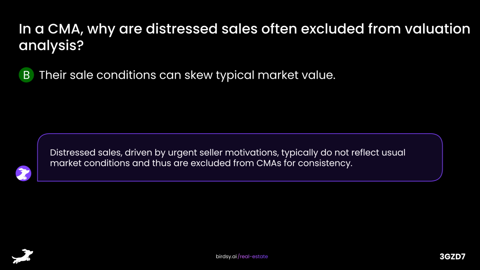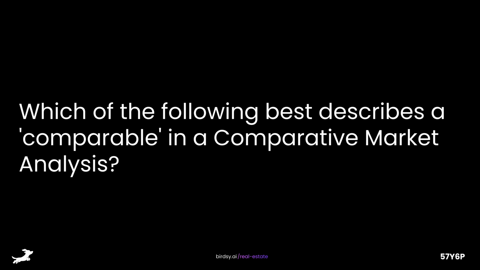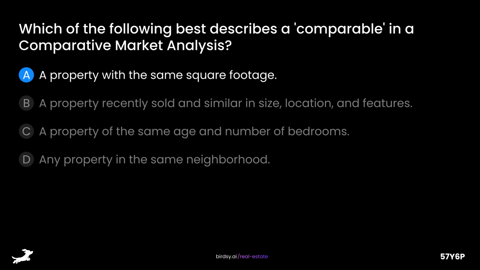for consistency. Which of the following best describes a comparable in a comparative market analysis? Is it A, a property with the same square footage, B, a property recently sold and similar in size, location, and features, C, a property of the same age and number of bedrooms, or D, any property in the same neighborhood? The answer is B, a property recently sold and similar in size, location, and features.